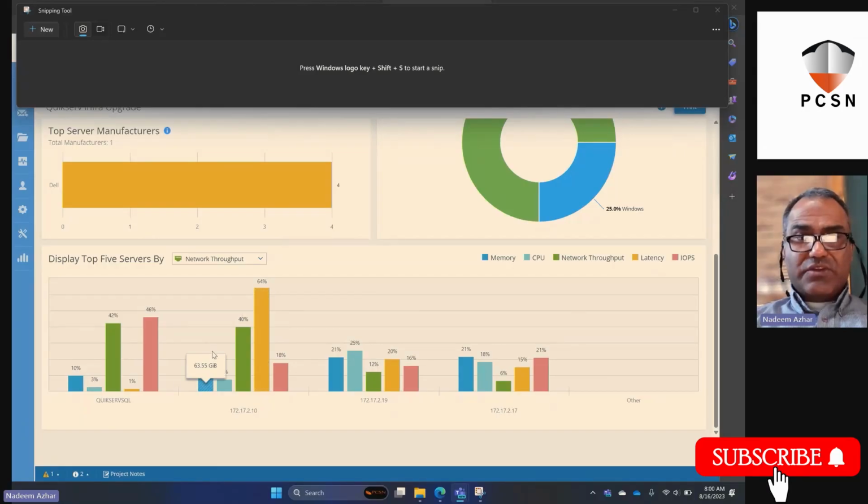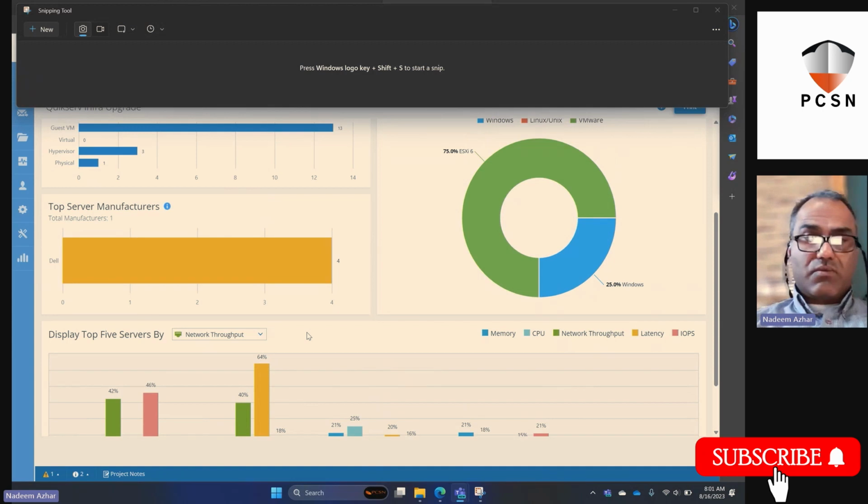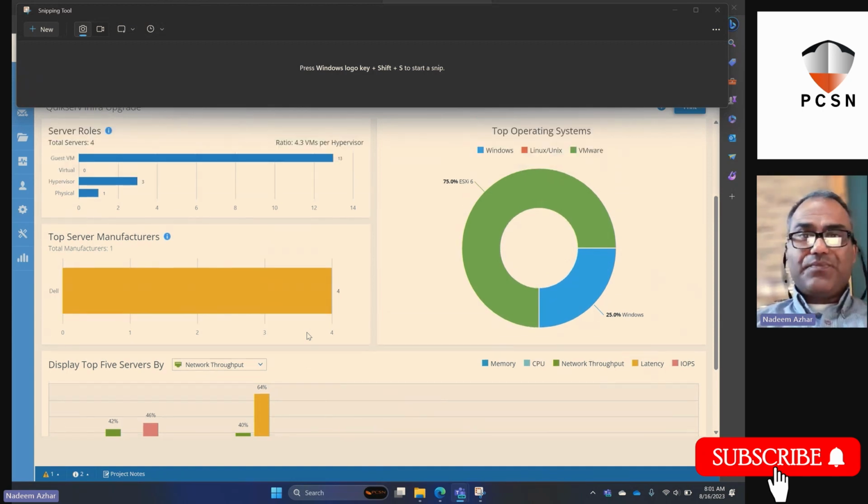Now, let me switch over to another screen here, and I will show you. Now we just sorted it by network throughput. So before it was by IOPS, and now it's by network throughput. So network throughput, this is 40%. So that's pretty high. So we need to accommodate for that whenever we are designing the system.